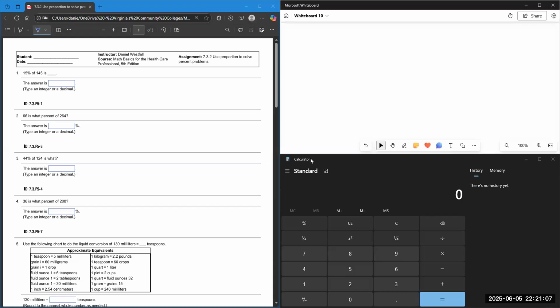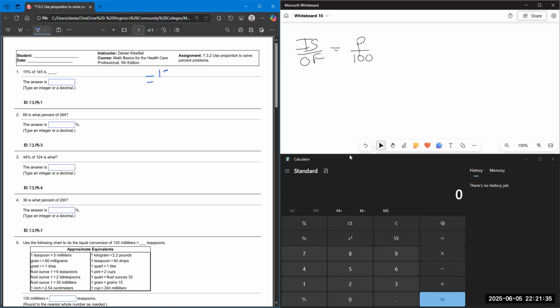In this video, we're going to talk about 7.3 Objective 2, where we use proportions to solve percent problems. We did the setup in the last video. Now we're going to actually solve those proportions that we set up. So remember, our formula was is over of is equal to P over 100. So let's go ahead and use that formula here.